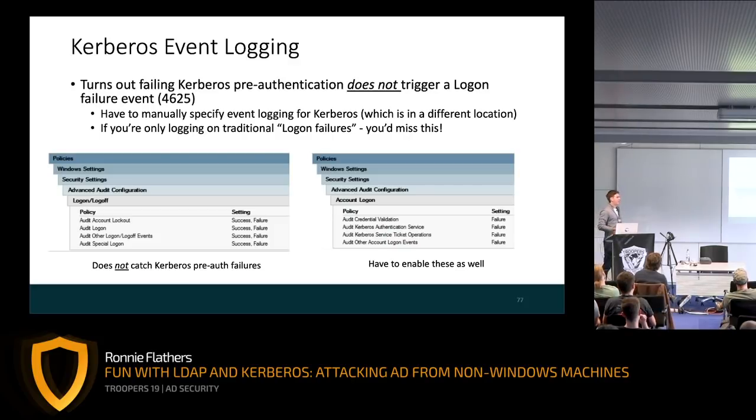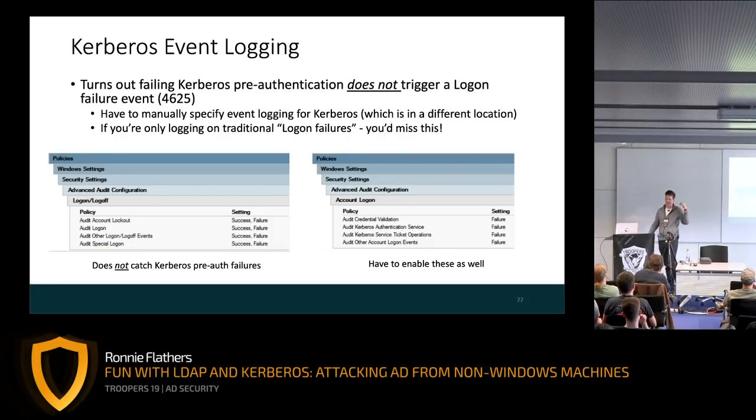Turns out that everything I'm doing is doing Kerberos pre-authentication, and failing Kerberos pre-authentication does not trigger the traditional 4625 account failed to log on. Because we never actually logged on to anything, we just did a little pre-authentication dance and got a ticket. So you actually have to enable Kerberos auditing, which is in a different area than your normal log on or log off events.